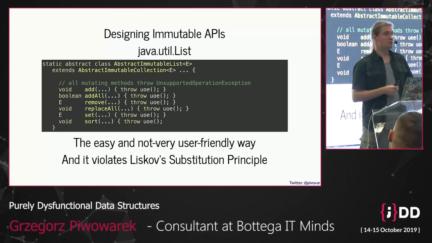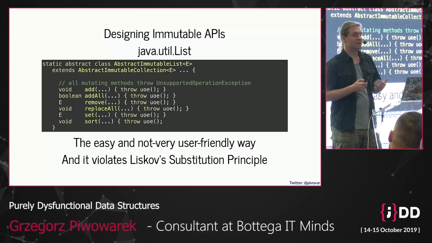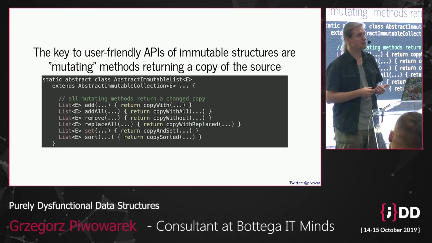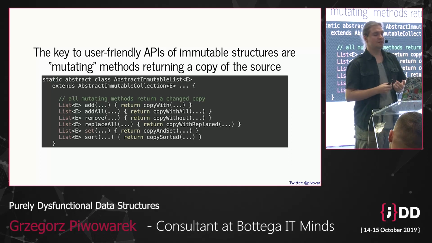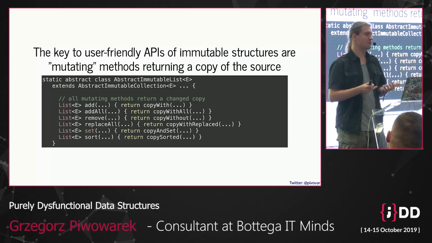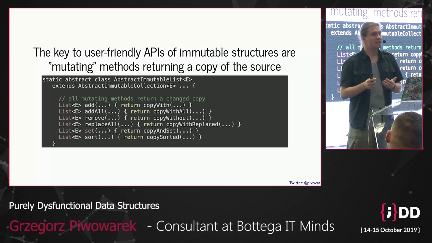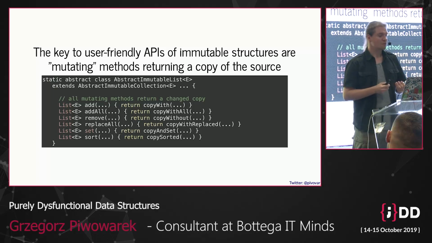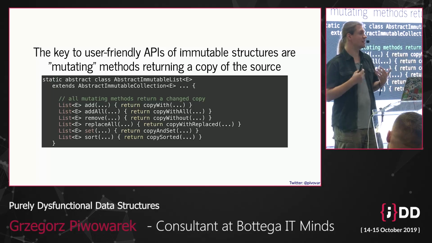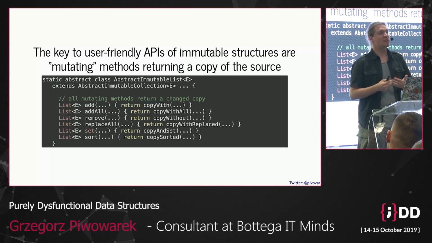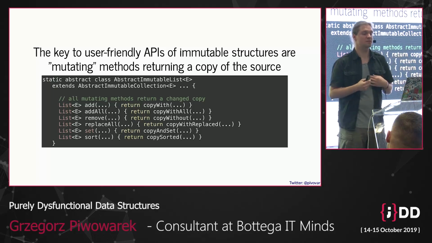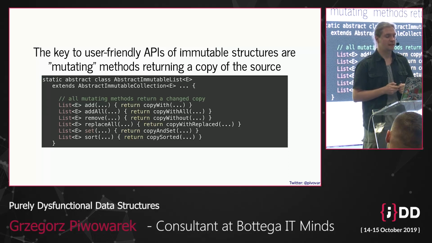And what functional languages figured out over time is that the key to user-friendly APIs of immutable data structures are mutating methods. We still include them. But instead of returning metadata and throwing exceptions, we just return a copy of our data structure that actually contains the change that we asked for. So if we implement an immutable list and you want to add an element to it, you don't really add it. You derive a new list from the previous one that contains the change you asked for. And this is very convenient.